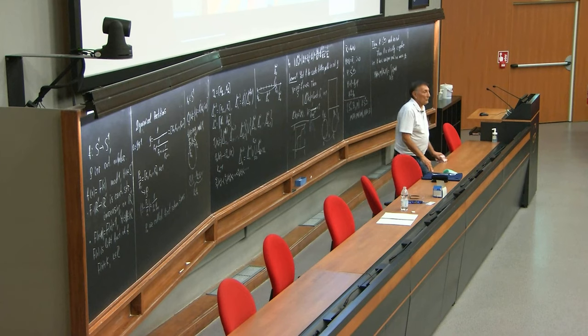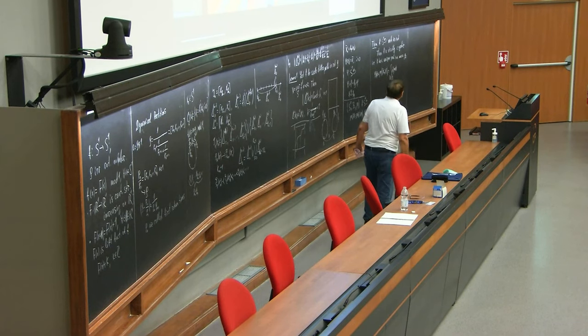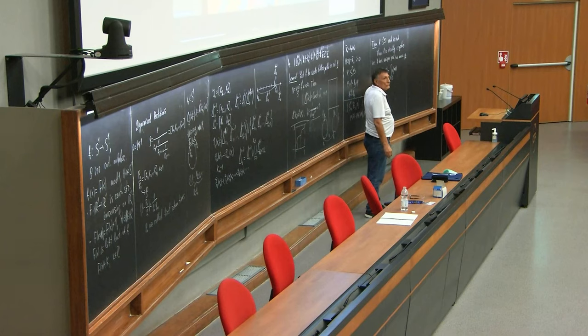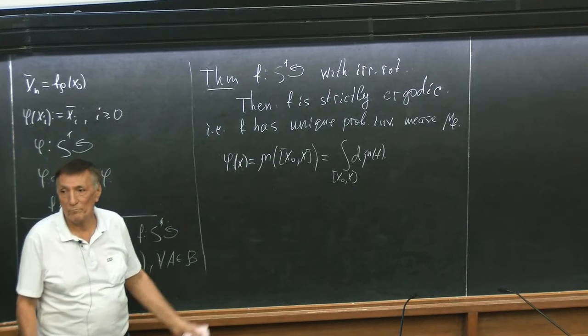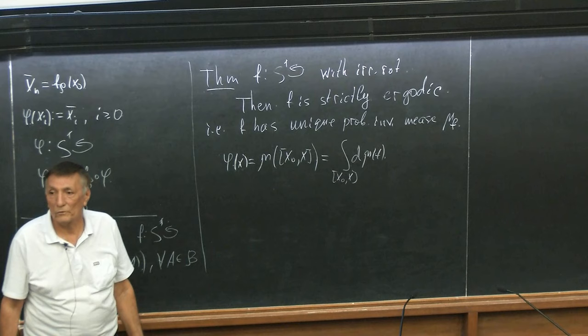But in fact, this formula is true for any circle homeomorphism. It doesn't depend on smoothness. If it is sufficiently smooth, then phi is a homeomorphism, and it can be defined by this formula.